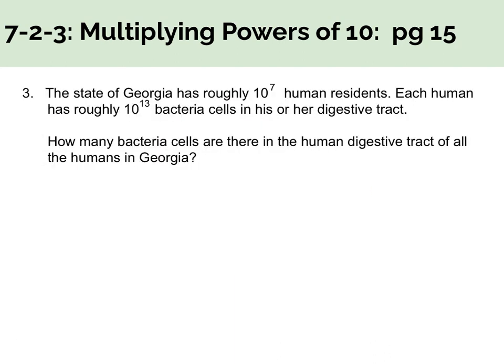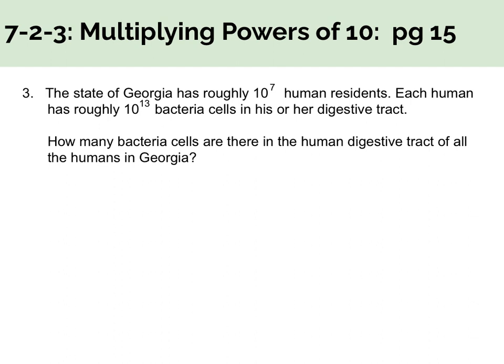All right, so let's go ahead and answer the question. The state of Georgia has roughly 10 to the 7 human residents. Each human has roughly 10 to the 13th bacteria cells in her digestive tract. And then how many bacteria cells are there in the state of Georgia? So pause and answer that question, and then come back to me and we'll talk about it.